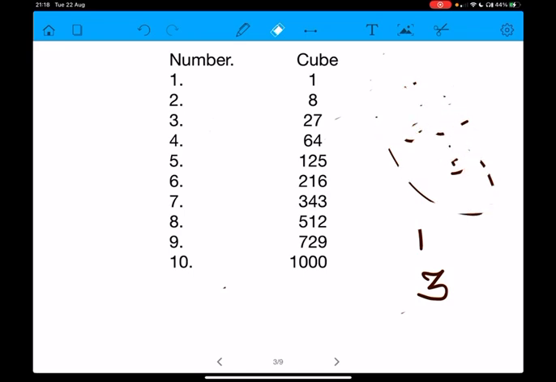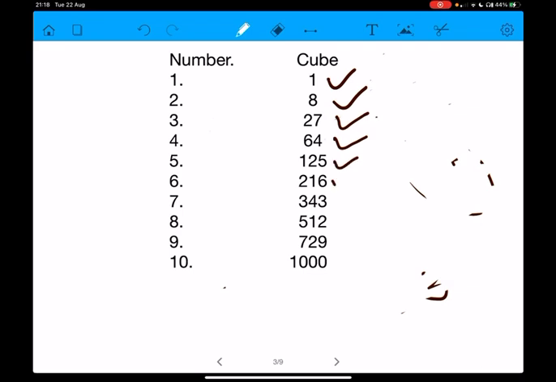So let's go by the cubes from 1 to 10. Cube of 1 is 1, cube of 2 is 8, cube of 3 is 27, cube of 4 is 64, 5 is 125, 6 is 216, 7 is 343, 8 is 512, 9 is 729, 10 is 1000. Before I move on, I would like to point out one thing.